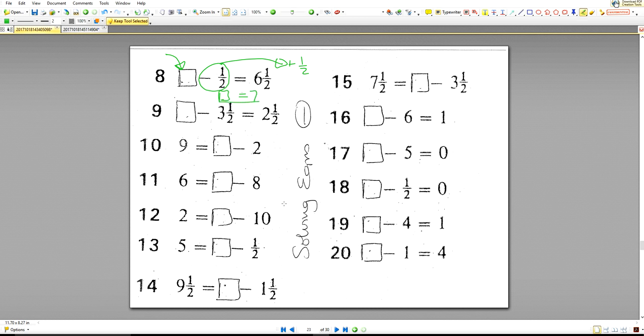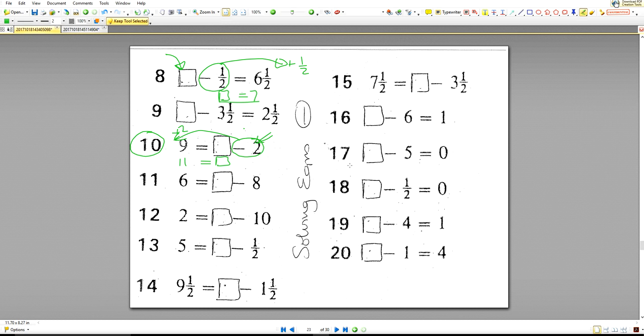7. So if I look at number 10, so start on minus 2. So the box minus 2 is 9. So opposite of minus 2 is add 2. So 11 is equal to the box. I think that's it now. I think you should do the rest of the questions on the page. That's enough examples. Anybody need any more examples?